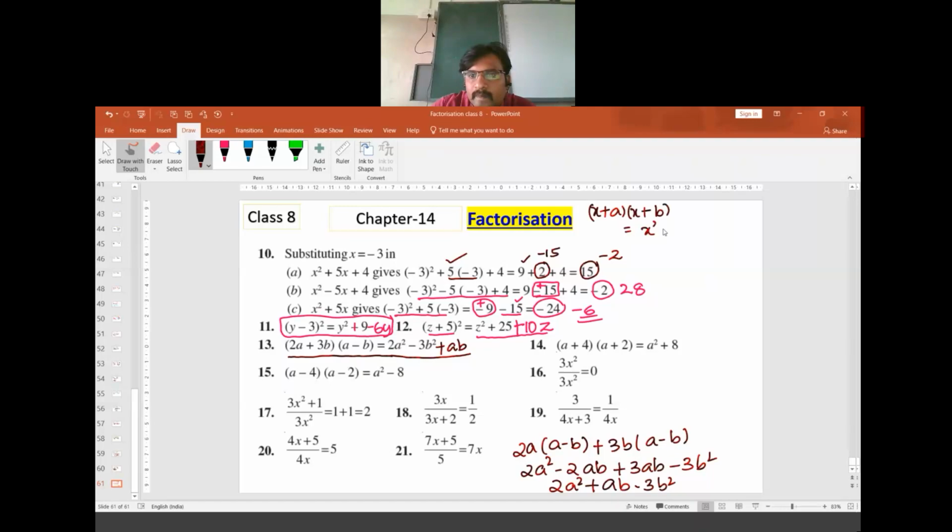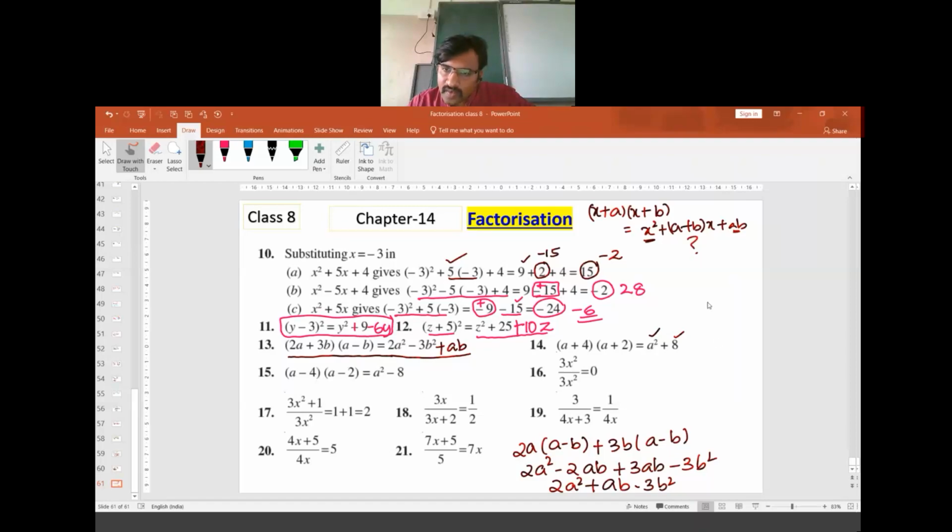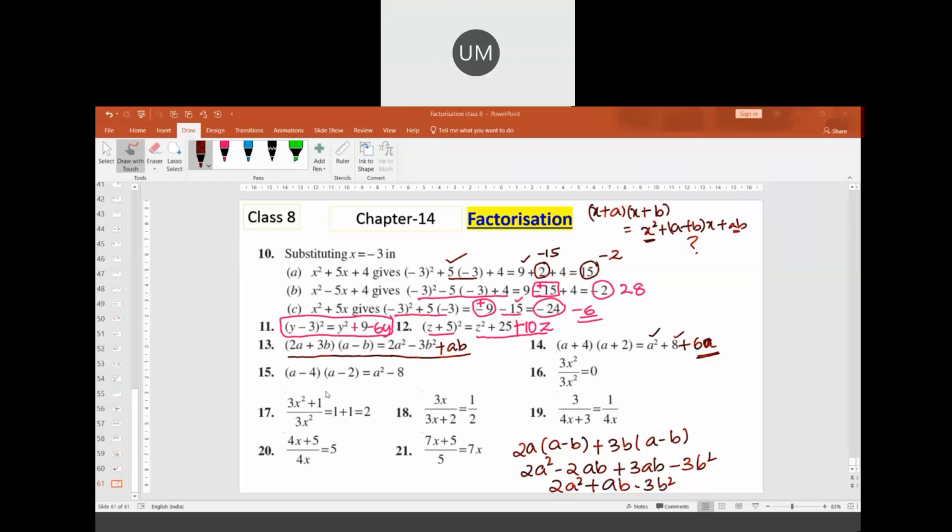It should be x square plus 6x plus 8. Here x square is there, 6x is there, and 8 is nothing but the ab term. What is missing? The a plus b term is missing, sir. The 6a was missing in that. Look at question number 15.